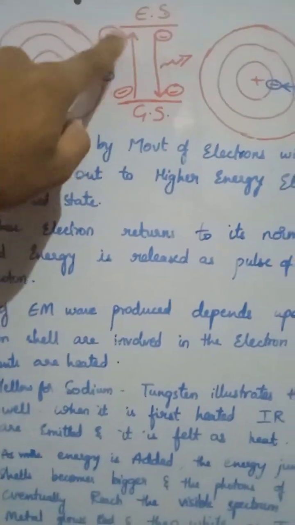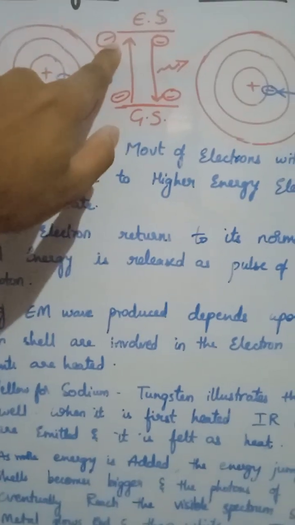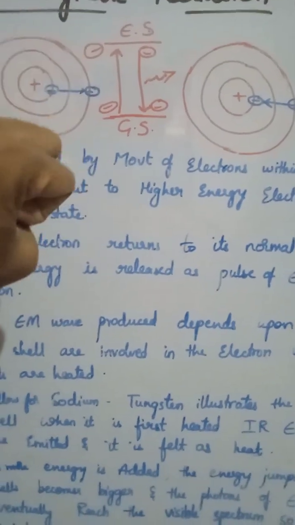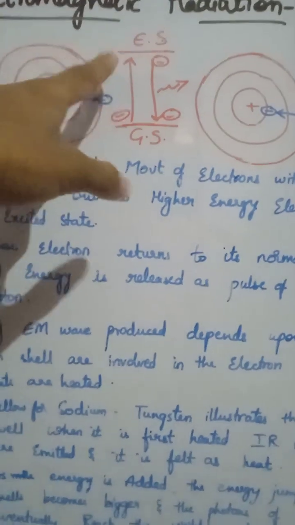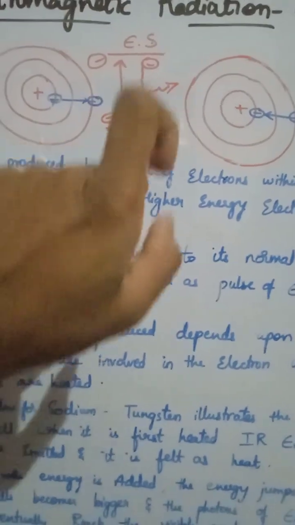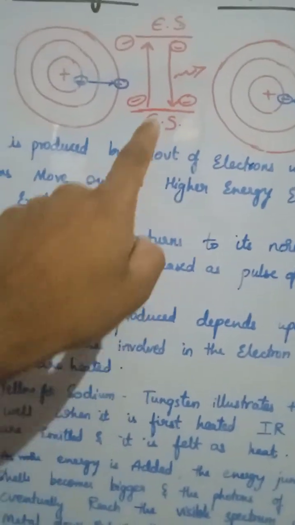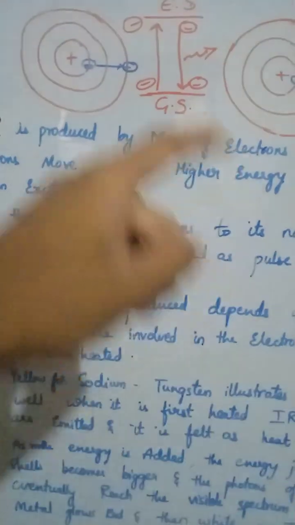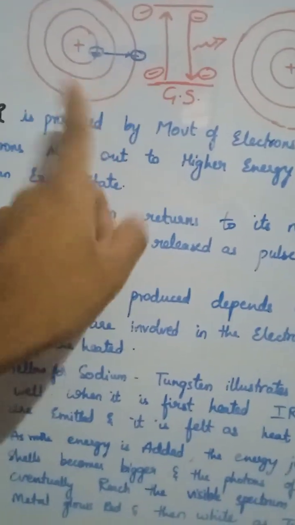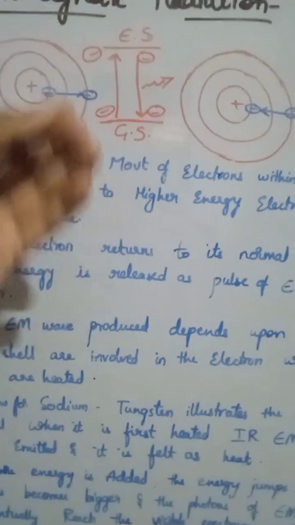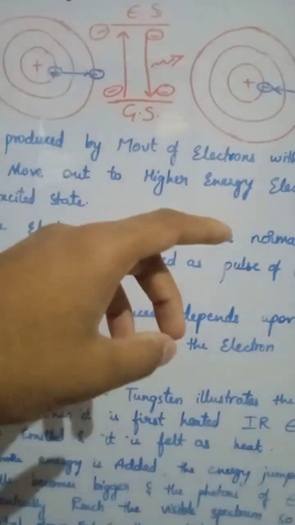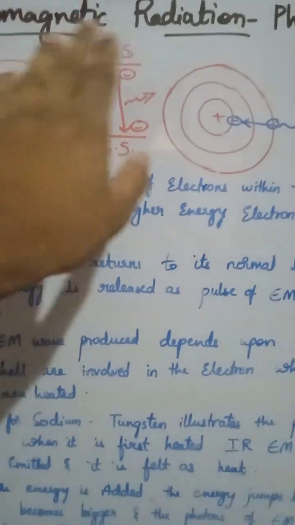After absorbing, it can't stay there because the energy it has taken is not sufficient to stay in the higher energy level. So what will it do? It again comes to the ground state, or the lower energy level, by giving out the absorbed energy in the form of a photon. This photon is nothing but light. In the form of light it gives off the energy. That is what is called electromagnetic radiation.